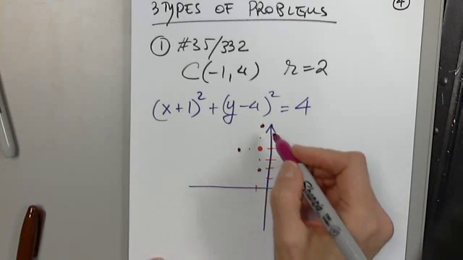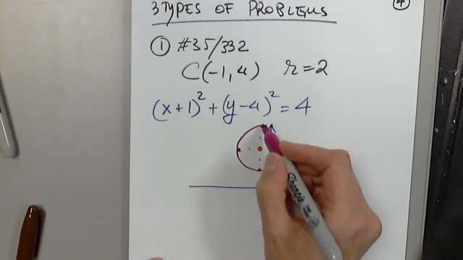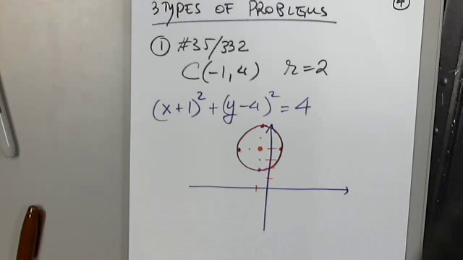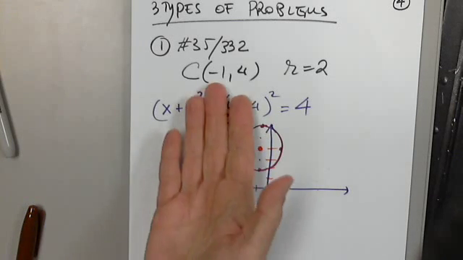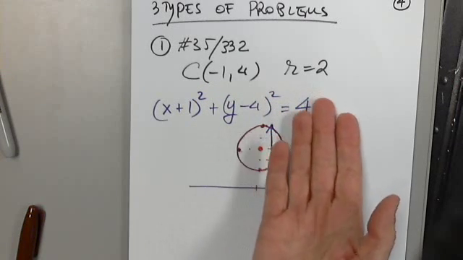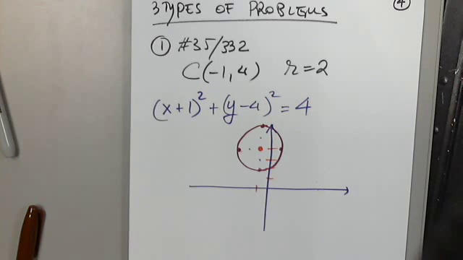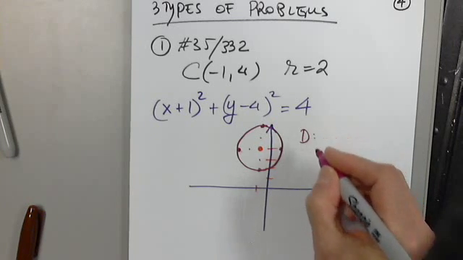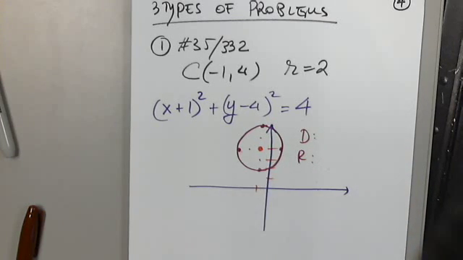4 points. Connect. Yes, I know it's not perfect. It can never be. So this is the circle with a center at -1, 4, with a radius of 2. Is this a function? No. I still would like you to determine the domain and range. Even relations have domain and range. So what is the domain of this relation or this circle?